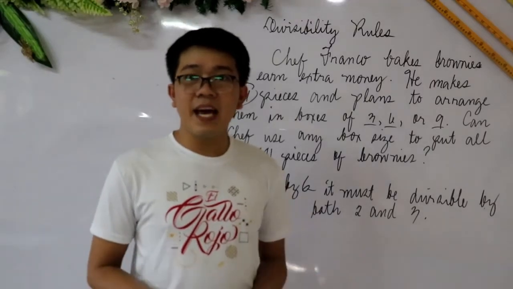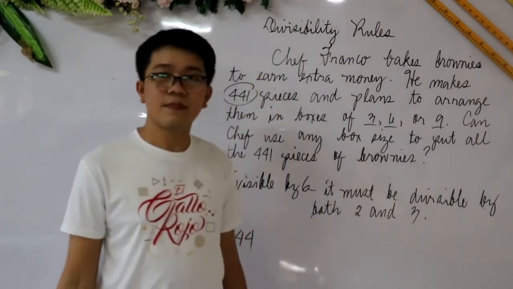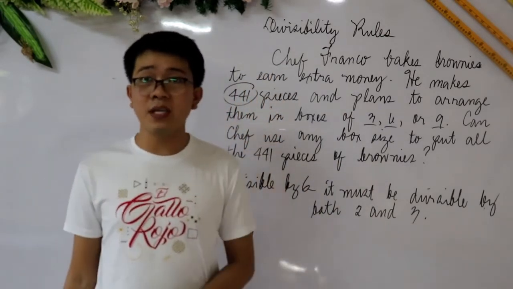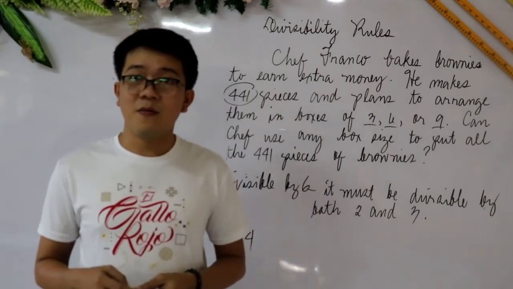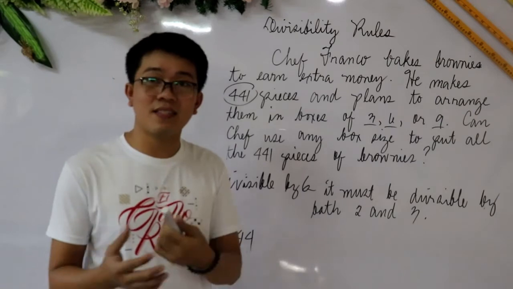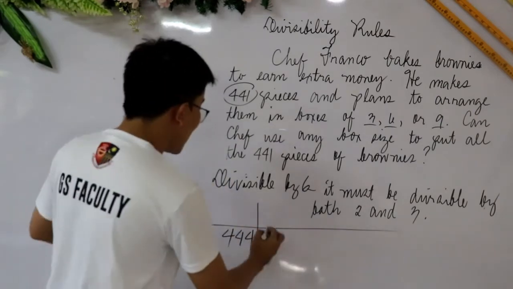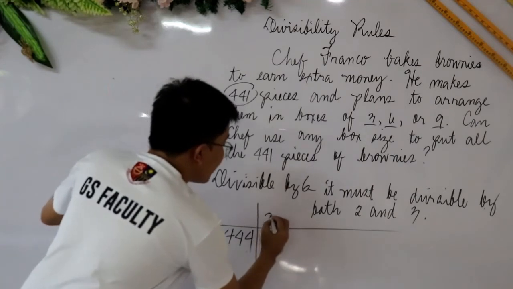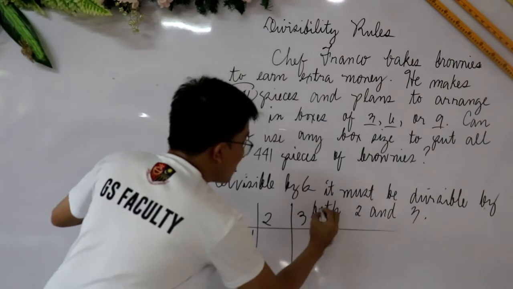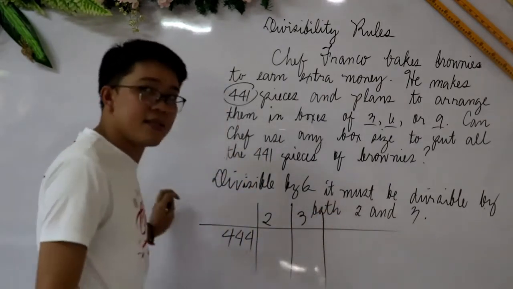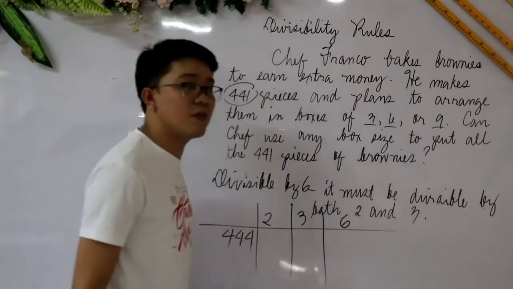Now, say for example, I have here 444. Now, this 3-digit number here, do you think it is divisible by 6? Of course, we have to check it first by using the divisibility test. So by using this, first we're going to check if it's divisible by 2, and second, if it's divisible by 3. So once it satisfies both conditions, then we must say that it's also divisible by 6.